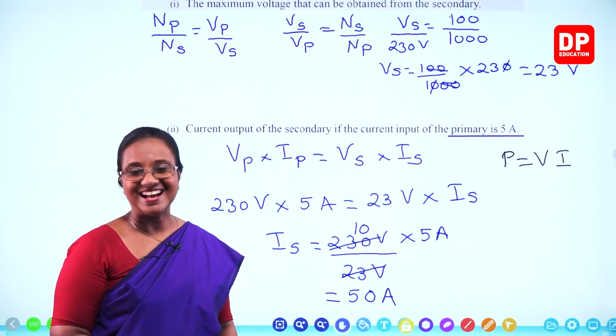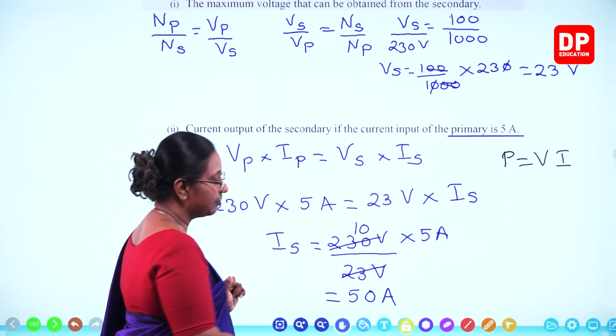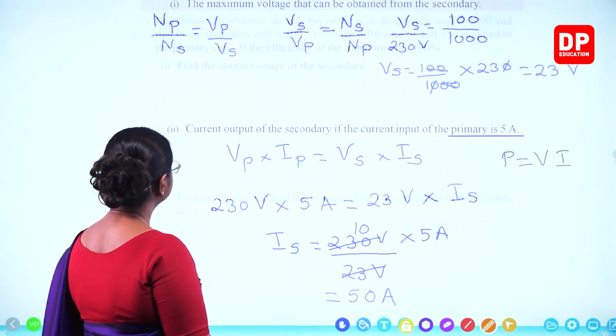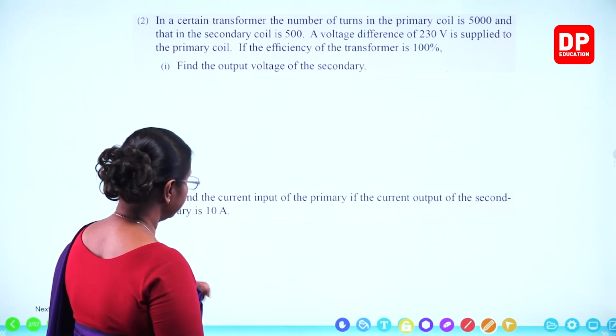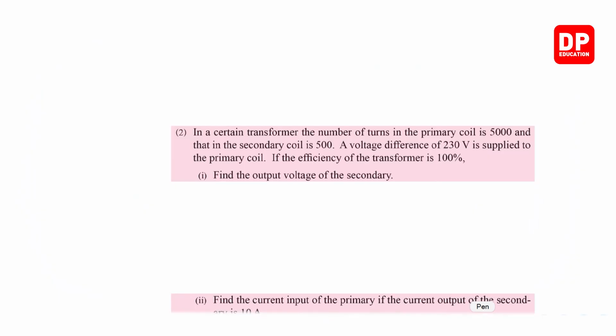I'm sure you all can understand that. With that, students, I'll move on to the next question. Here we have the second question. So there also you can see, in a certain transformer, the number of turns in the primary coil is 5000 and that in the secondary coil is 500. So here 5000 and 500. Here also you can see the number of turns in the primary is more, secondary less. So that means it's a step down transformer.